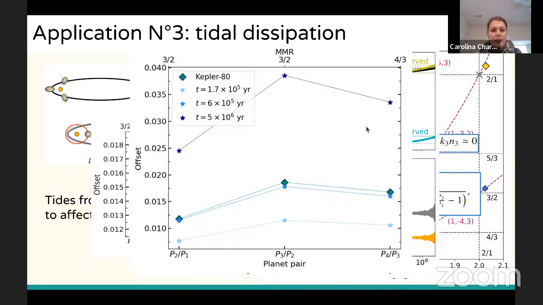So from here, what we can learn is that probably in this kind of system, the tides are acting in all the planets, and they would be acting in all the planets for the whole lifetime of the system, and this shape is governed by the three planet commensurabilities. So from this we can understand where this shape in the offset comes from.